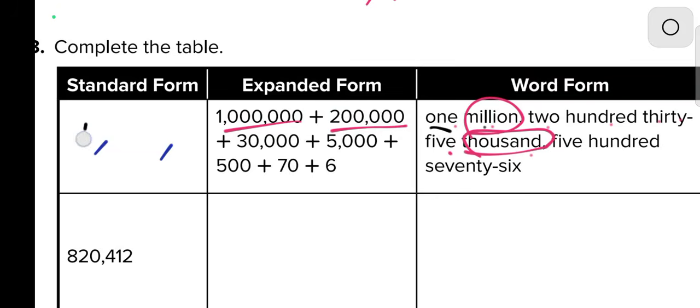1 million, so you have to put here 1. 235 after 1,000, so we must put here 235. 576. So to write any number in standard form, consider thousand the comma and million too the comma.